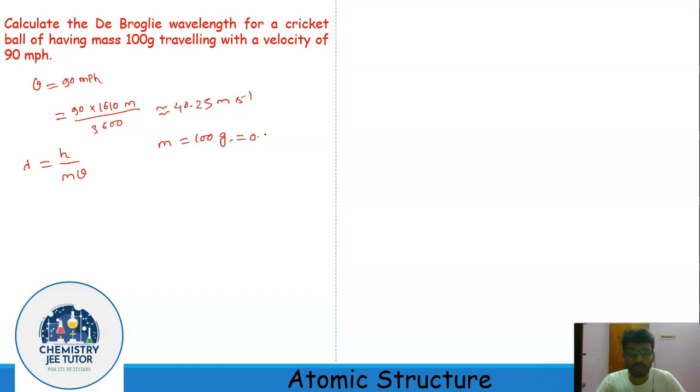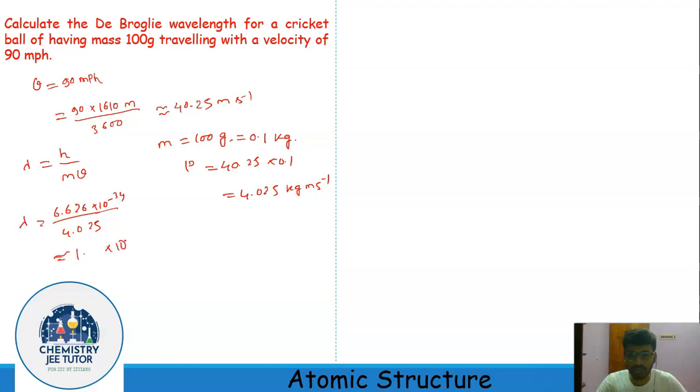So it's equal to 0.1 kg. So my p equals 14.25 into 0.1, equal to 4.025 kg meter per second. Now my lambda equals 6.626 into 10 to the power minus 34 divided by 4.025 kg. So lambda will be almost 1 point something into 10 to the power minus something. This is a ridiculously small, very small quantity. The wavelength, or the matter wave, for the cricket ball is very small.